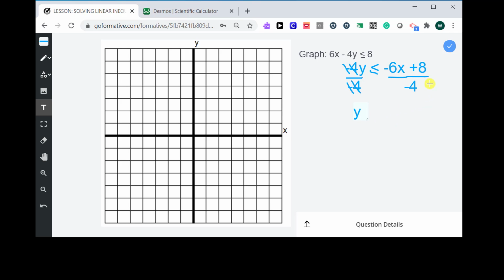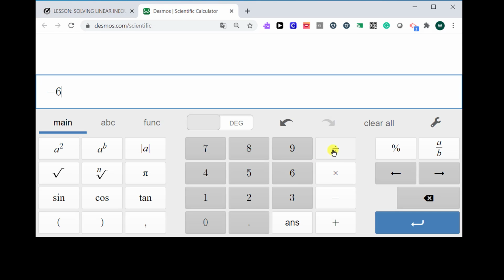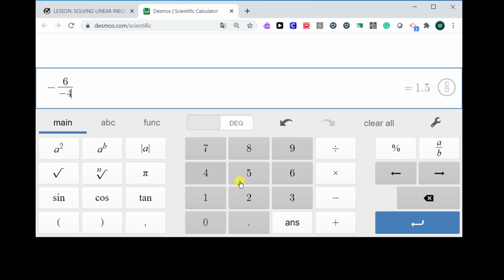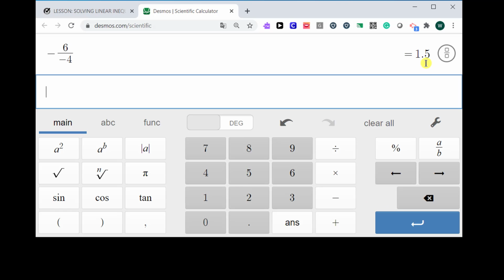Also remember, if you divide by a negative number, the inequality sign needs to flip. So because I'm dividing by a -4 over here on the bottom, I need to flip the inequality sign. So let's go ahead and flip it. And let's go ahead and do the division. -6 divided by -4 using the calculator. So -6 divided by -4 gives us 1.5.